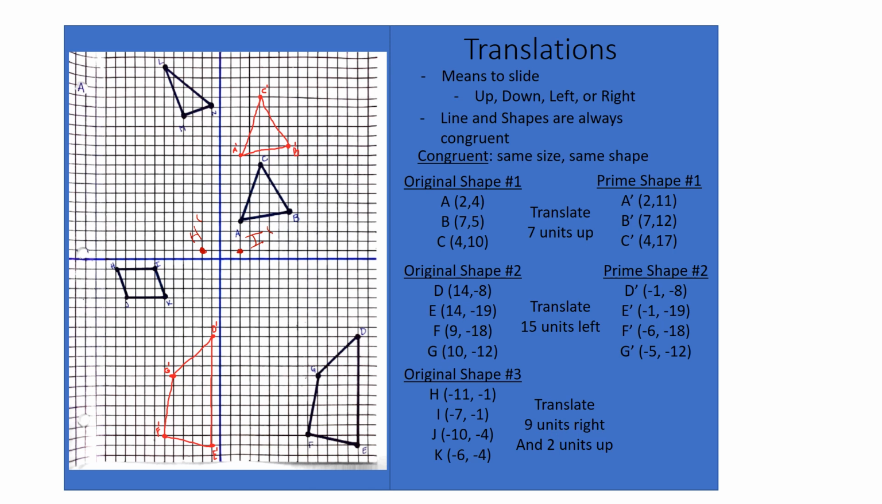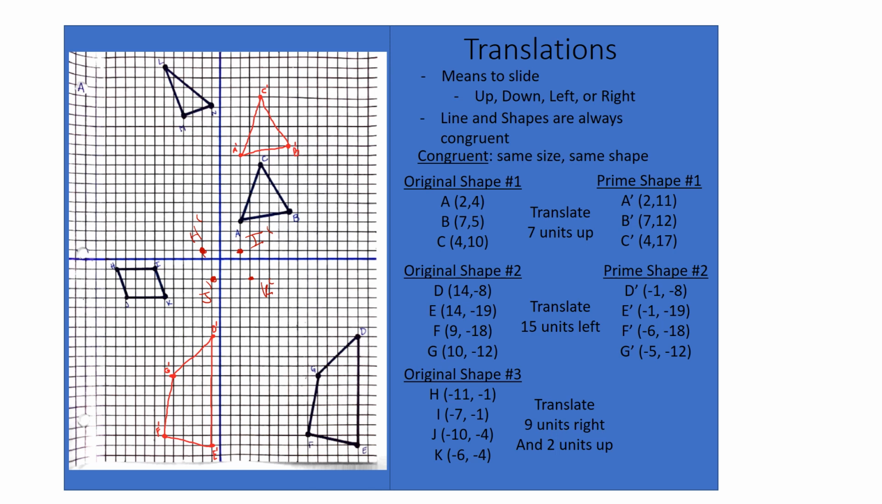We're going to do the same thing for points J and K. Putting my pencil at J, I'm going to go 9 units right. 1, 2, 3, 4, 5, 6, 7, 8, 9. And 2 units up and label it J prime. Last step is to put my pencil on point K and go 9 units right. 1, 2, 3, 4, 5, 6, 7, 8, 9. And then go up 2 and label that one K prime.